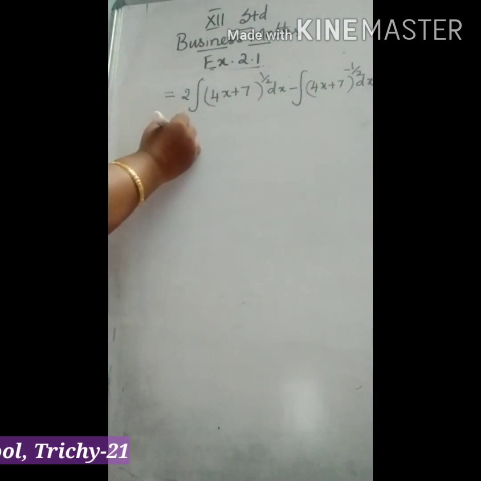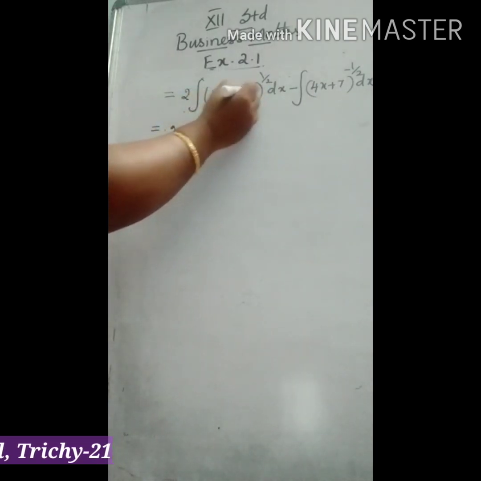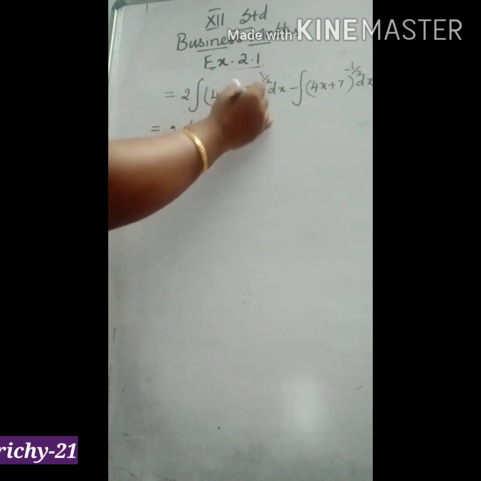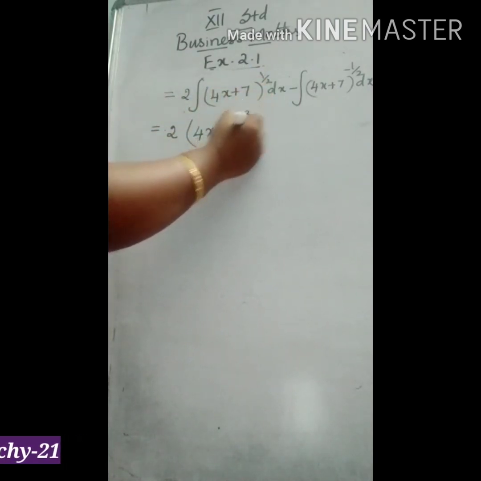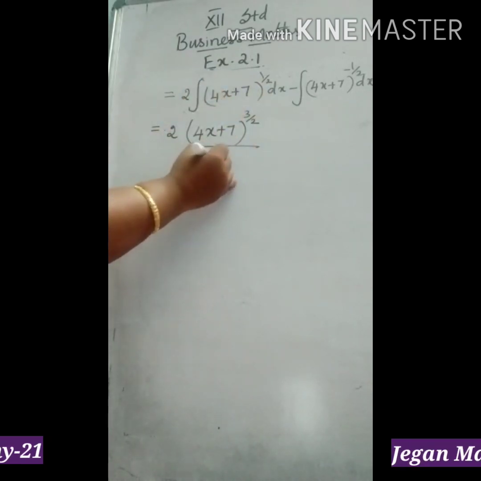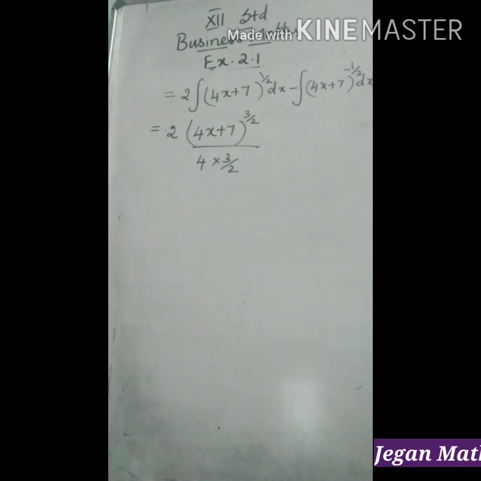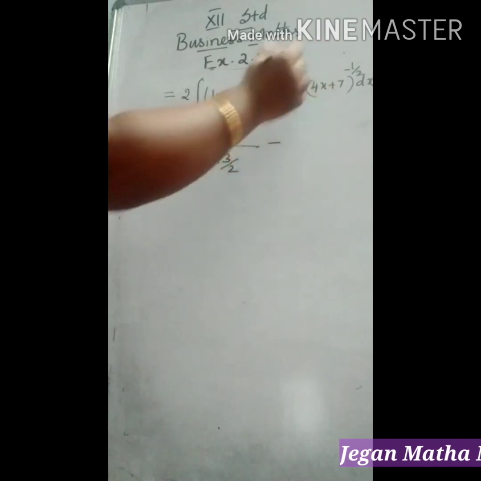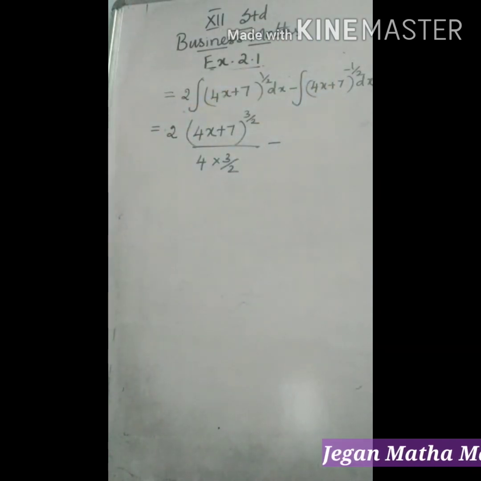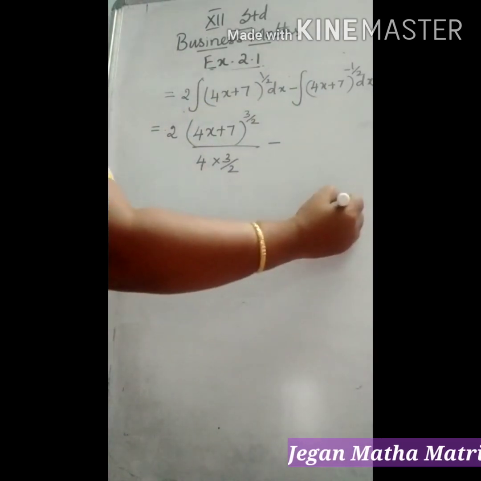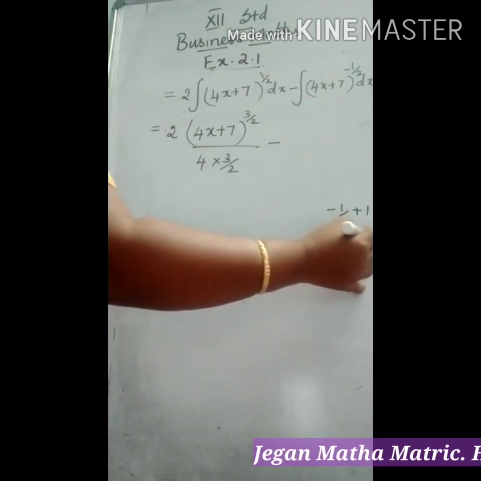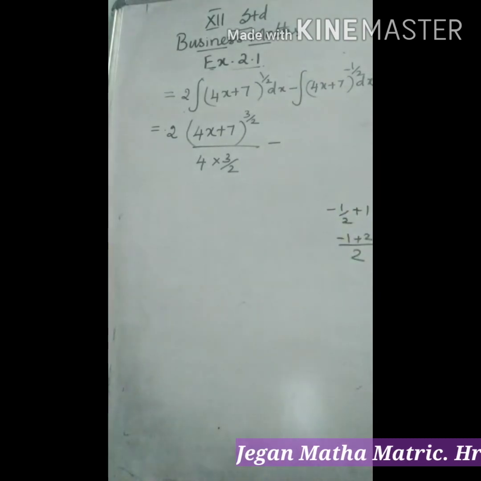So now you have to integrate this term using the ax plus b formula. What is ax plus b? Ax plus b the whole power n plus 1. So 1 by 2 plus 1 is 3 by 2, divided by a into 3 by 2, that is 4 into 3 by 2. Minus, here also, minus 1 by 2 plus 1 we get 1 by 2, that is minus 1 by 2 plus 1. So 2 is the LCM, so minus 1 plus 2, the answer is 1 by 2.